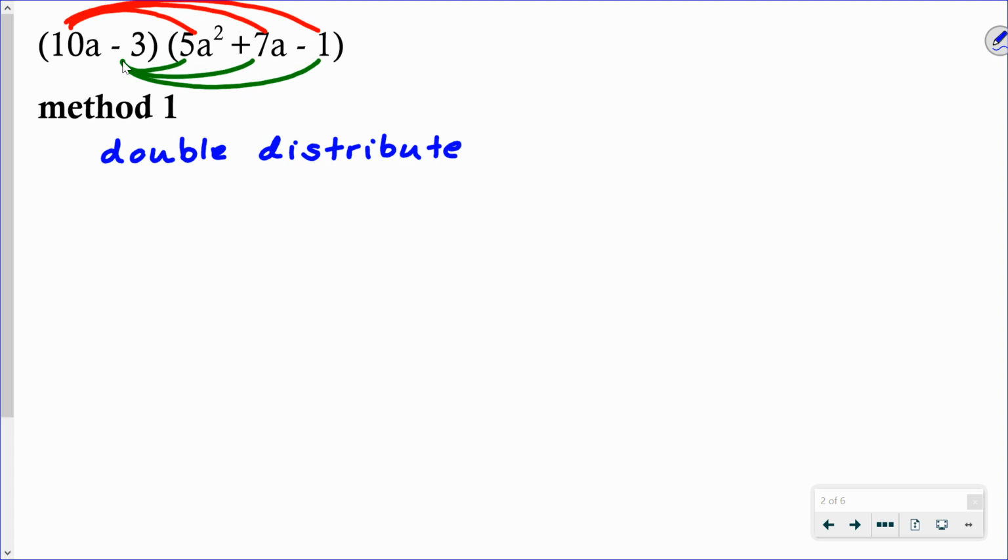So I'm going to do the red lines first. 10a times 5a squared is 50a to the third. And then I'm going to multiply 10a times 7a, which is 70a to the second. Remember, we add the exponents. And then I multiply the 10a times the negative 1, which is a negative 10a. So that's my first distribute.